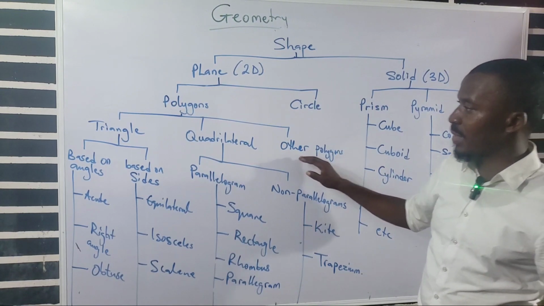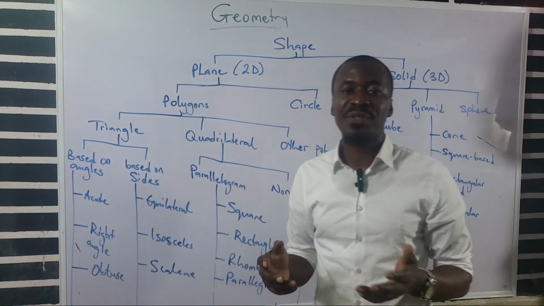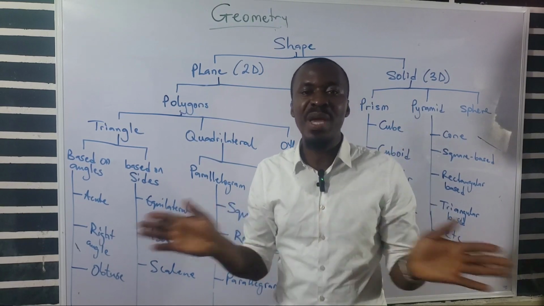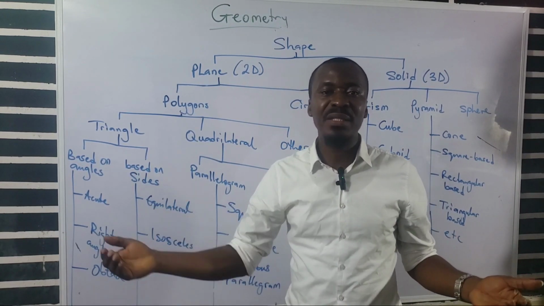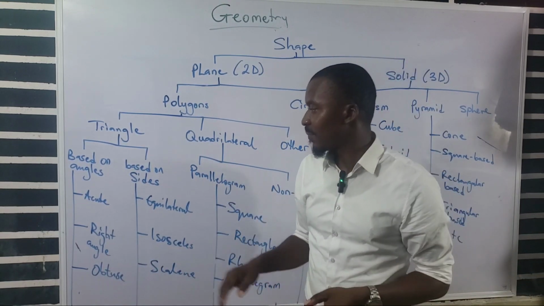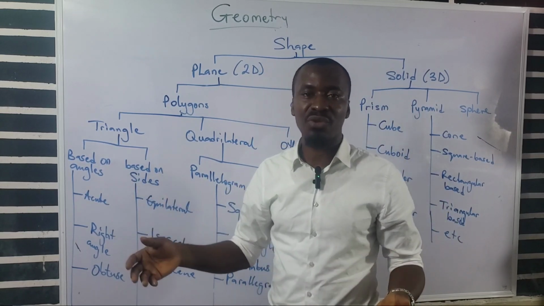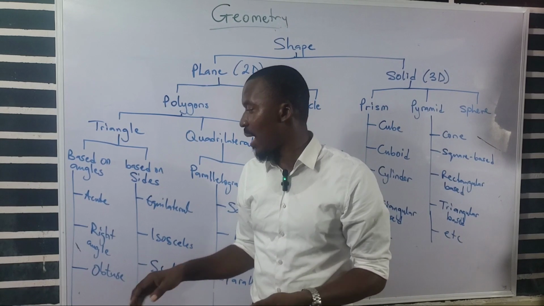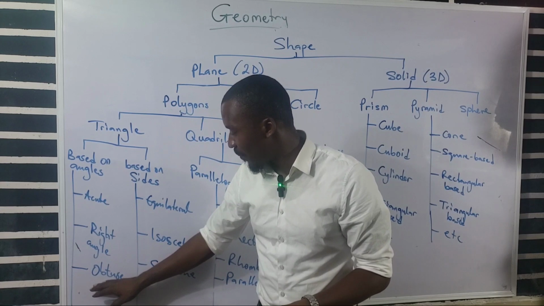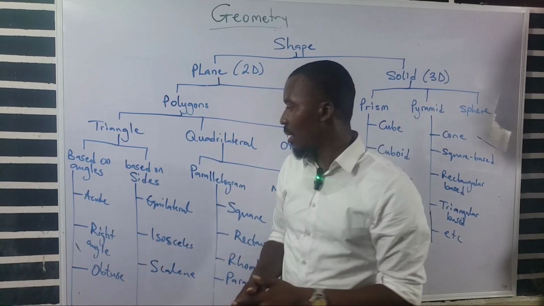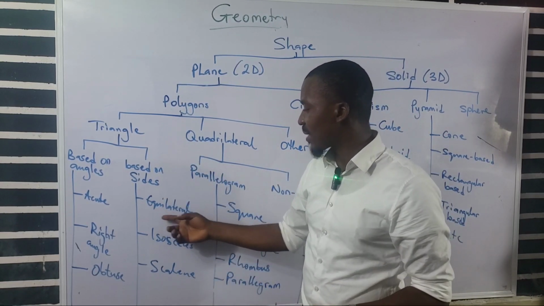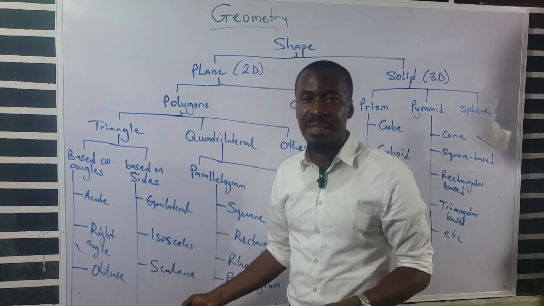Now, coming to triangle, we have different kinds of triangle. Triangles are classified based on the nature of the angles they have, or based on the sides that they have. When you want to name the types of triangle based on the angles, we have the acute triangle, the right triangle, and the obtuse triangle. When you want to classify triangle based on the nature of the sides, we have the equilateral, the isosceles, and the scalene triangle.